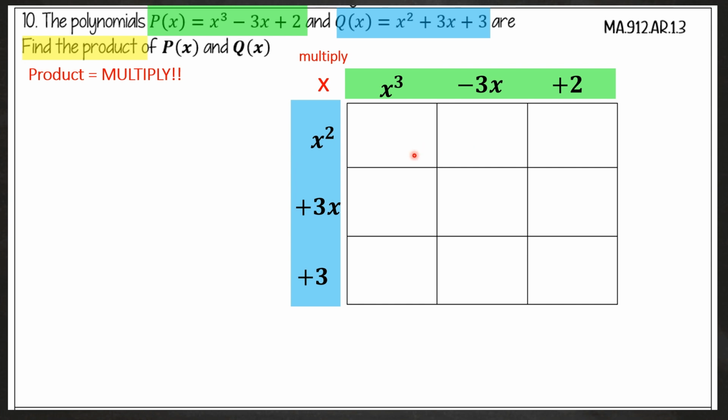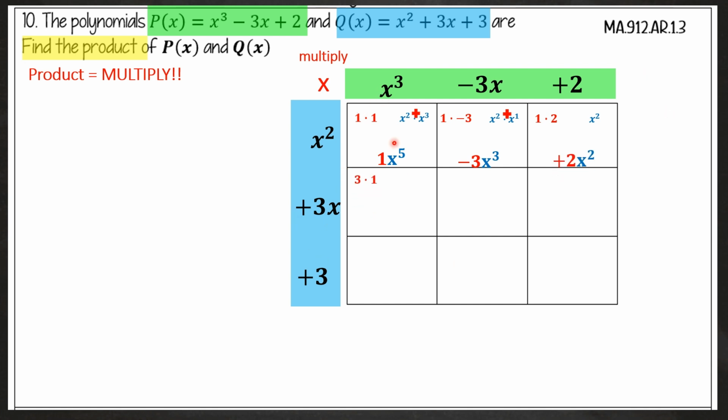fill in each box. So x squared times x to the power of 3, that's like having 1 times 1, and x to the power of 2 times x to the power of 3. We add those exponents, and we get 1x to the power of 5. x squared times negative 3x, so that's 1 times negative 3, and x squared times x to the power of 1. Remember, add this 2 plus the 1, so I get negative 3x to the power of 3. Then I have 1 times 2, or x squared times a positive 2, and I get 2x squared.